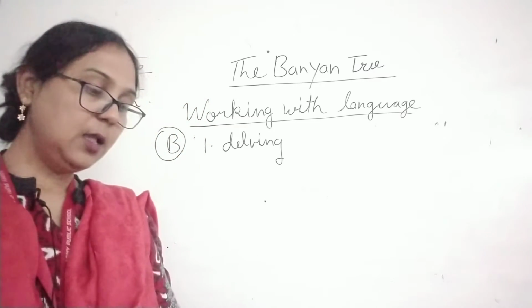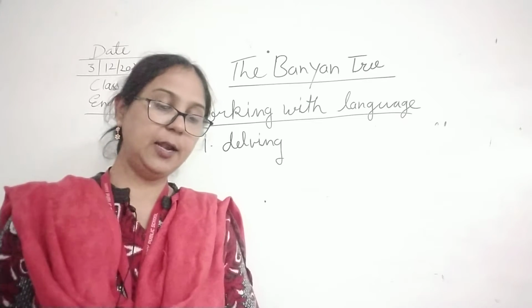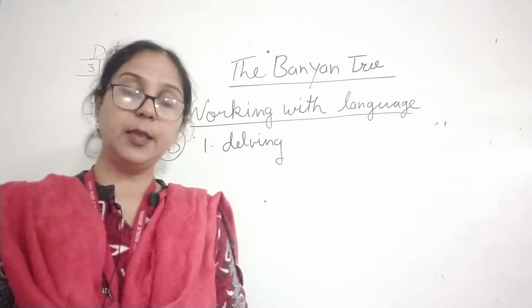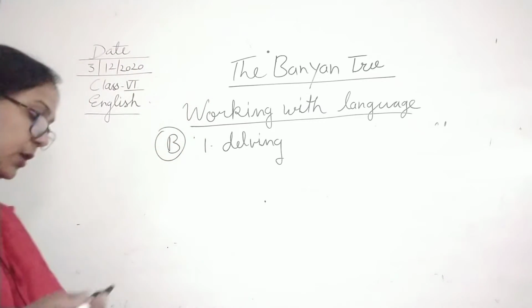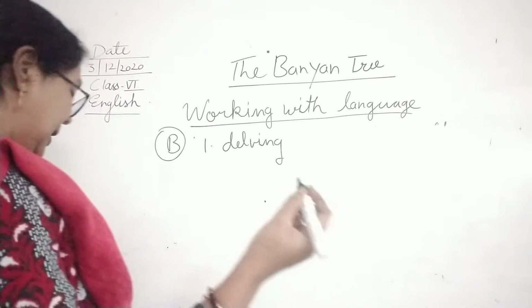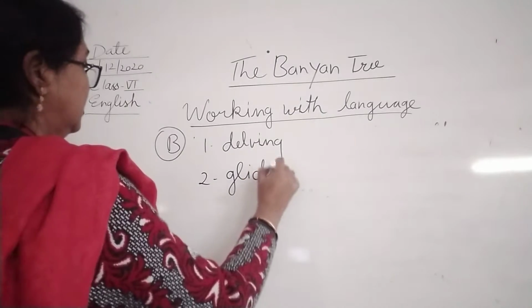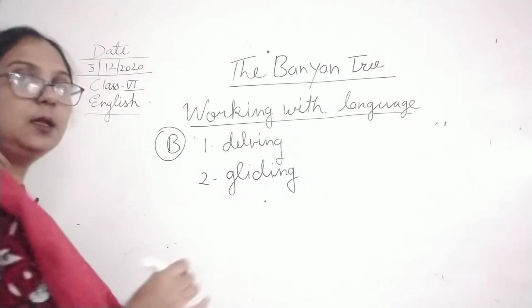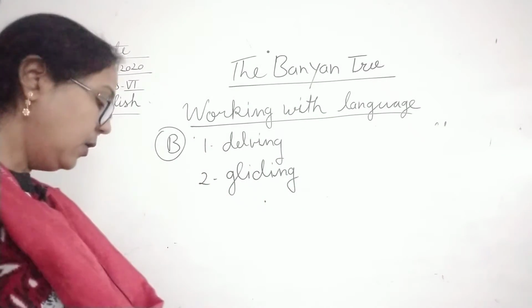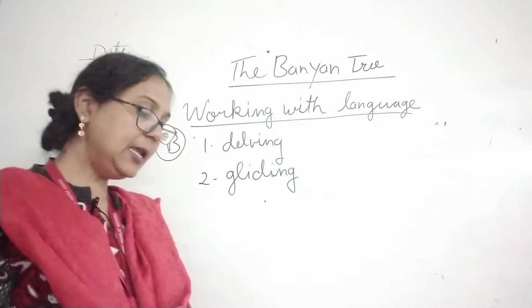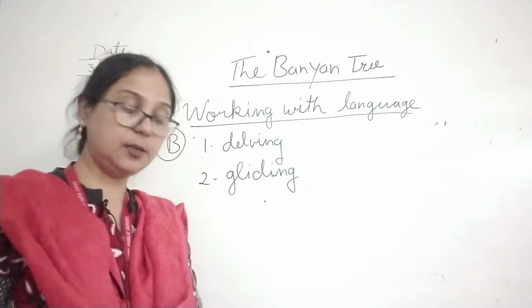Now second, I saw a cobra dash out of the clump of cactus. Now here we are going to write the second one, gliding. Second is gliding. Now I saw a cobra gliding out of the clump of cactus.